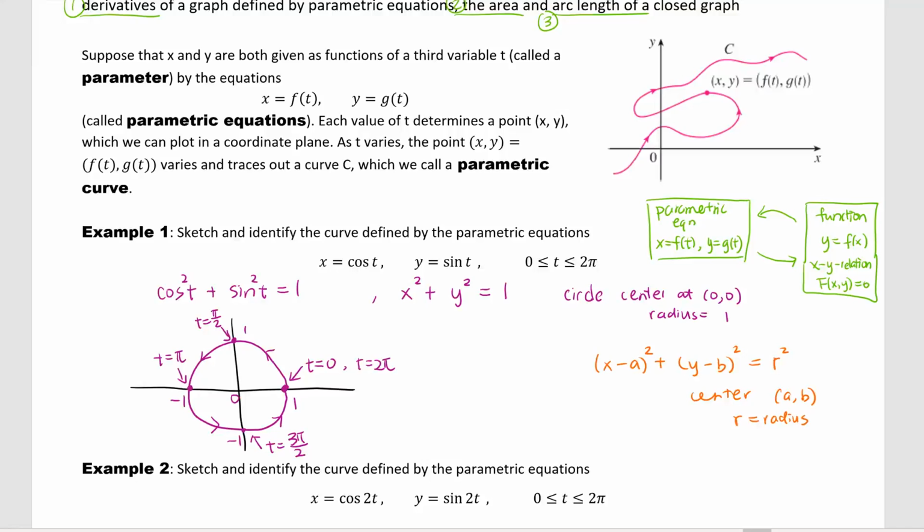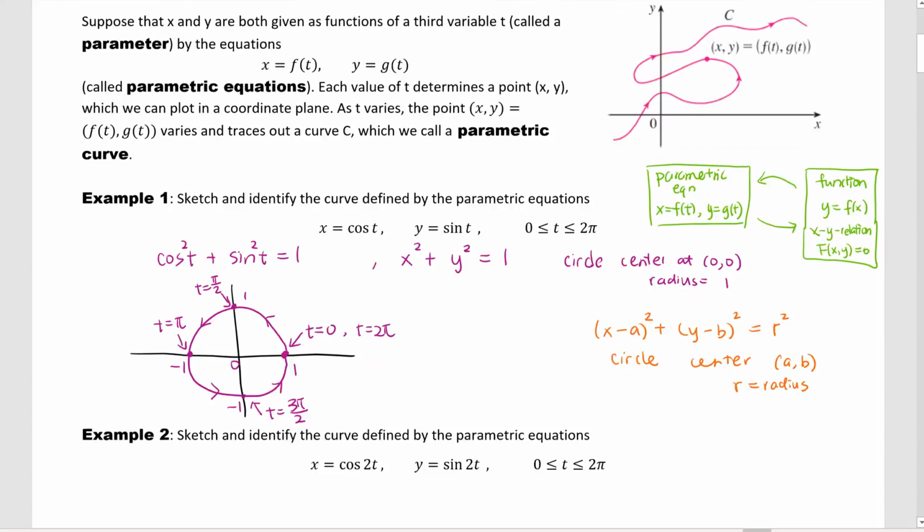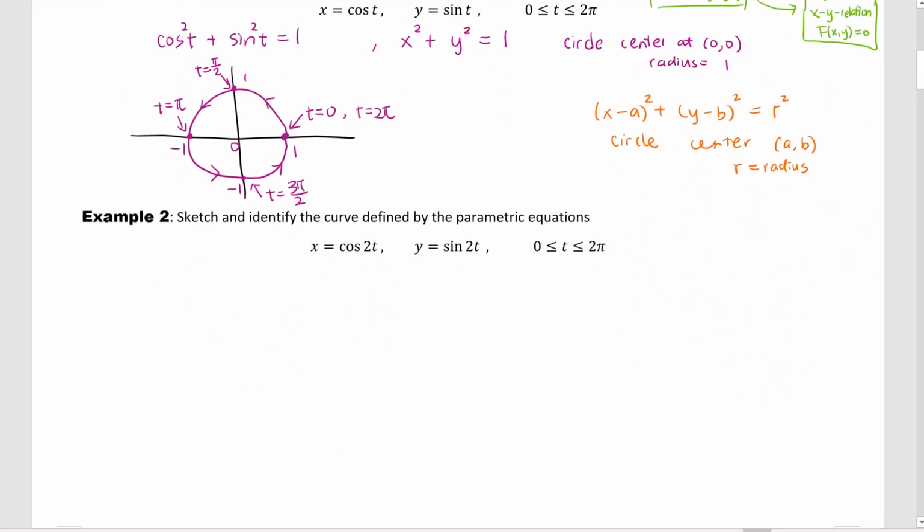Okay, so this is the circle. So far, so good. Given the parametric equation, we find the xy relation. So this is the xy relation. It's not a function, but it's a relation between x and y. All right, let's continue.